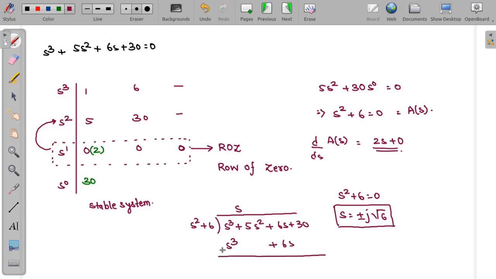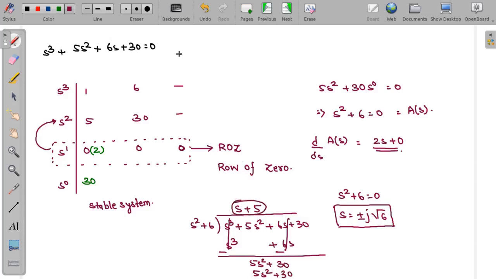Okay. So this will be minus, cancel. So this will be 5s plus 30. So if you write 5 over here, this will be 5s square plus 30. So this will cancel out. So the third root is s plus 5.